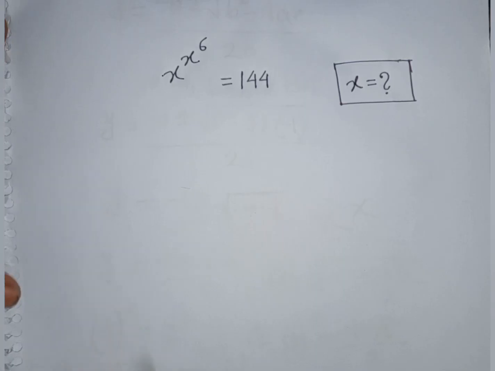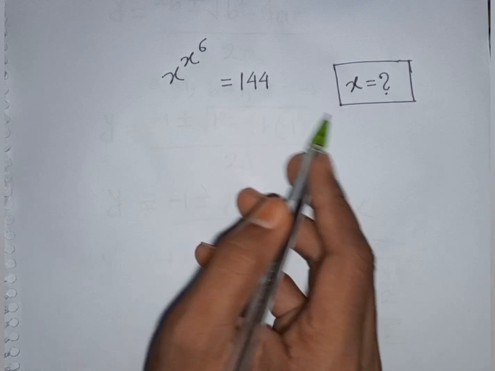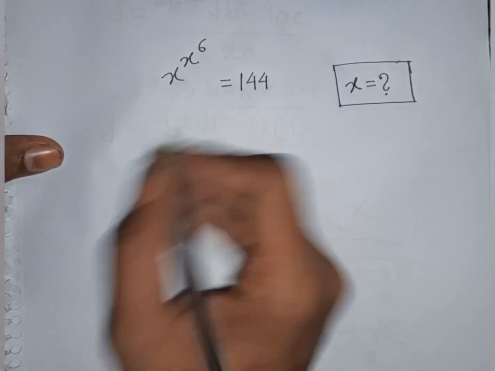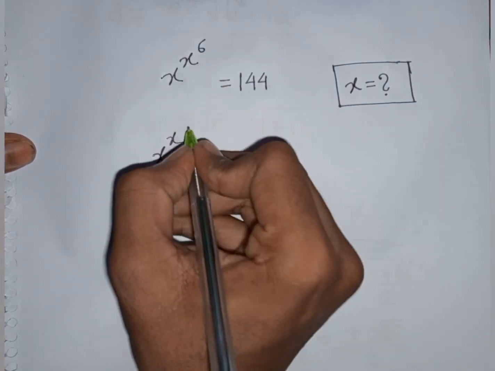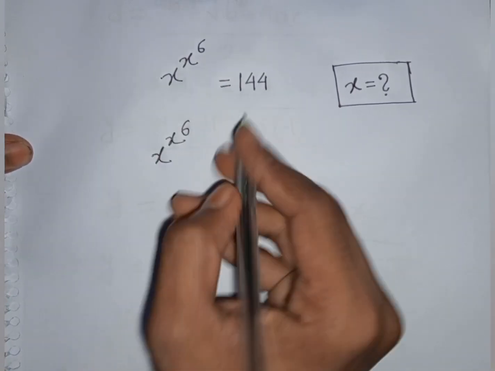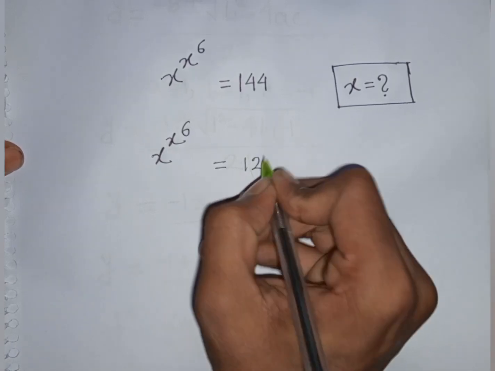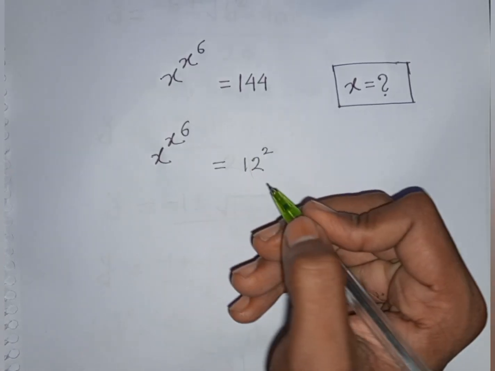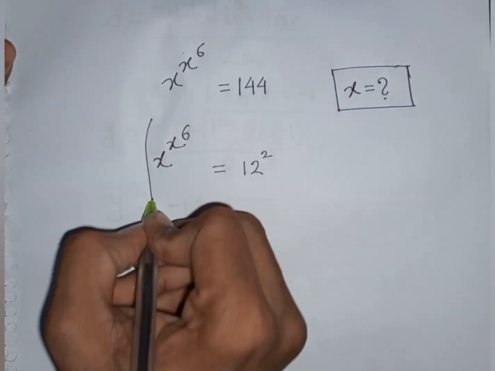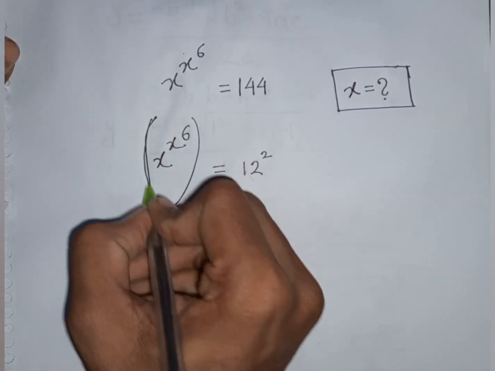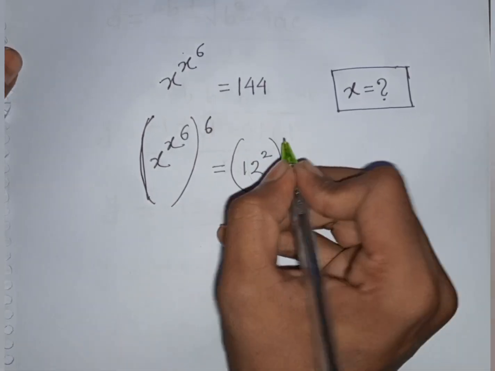How to solve x power 6 is equal to 144. Find the value of x. So, we have x power 6 is equal to 144, which can be written as 12 square. Now we raise both sides to the power of 6.